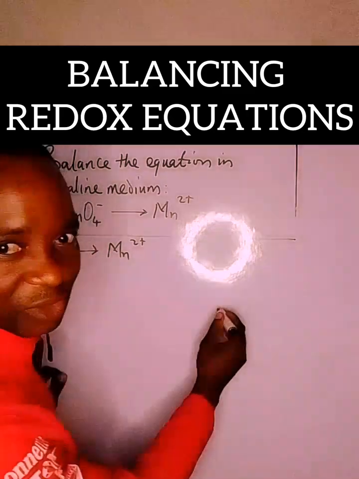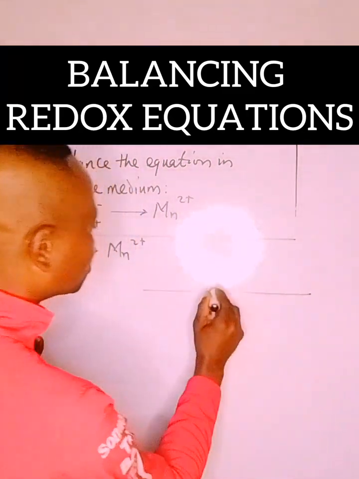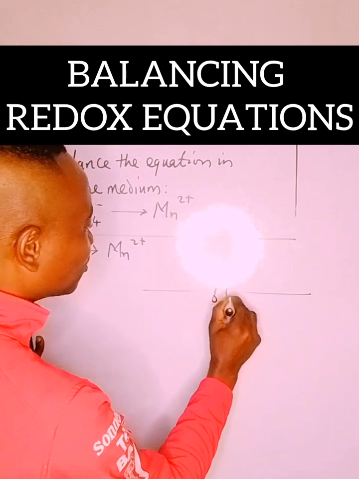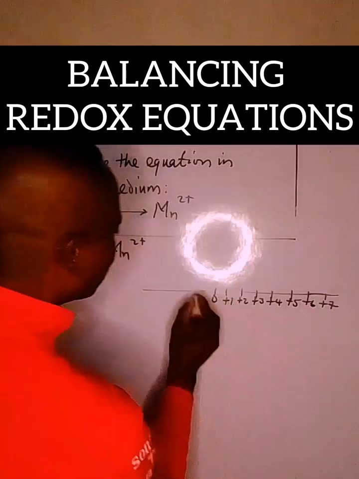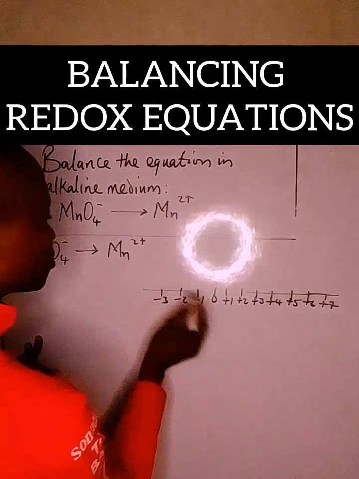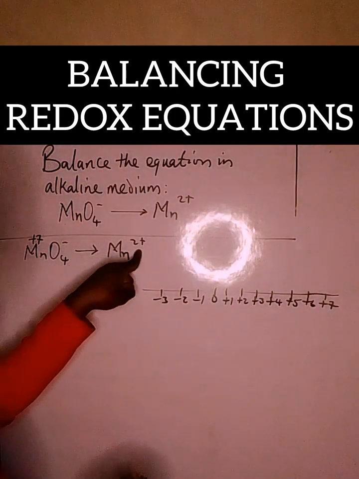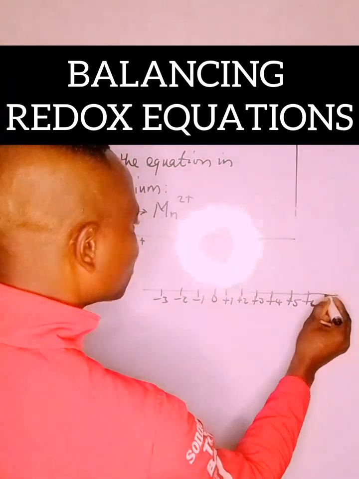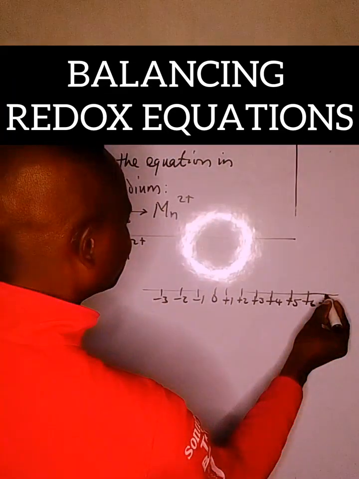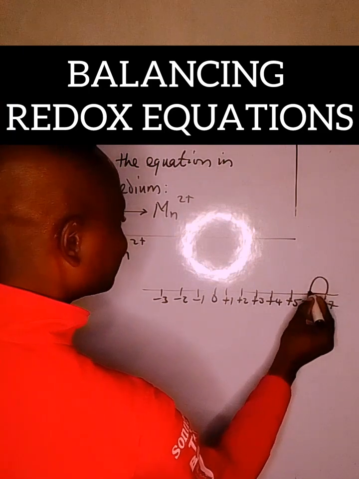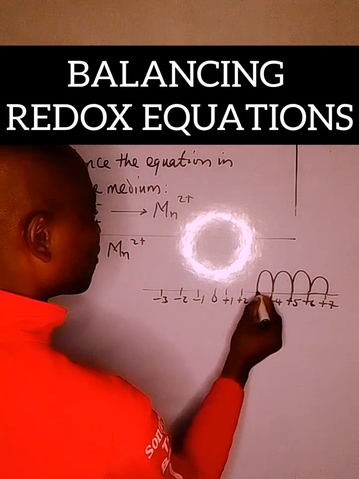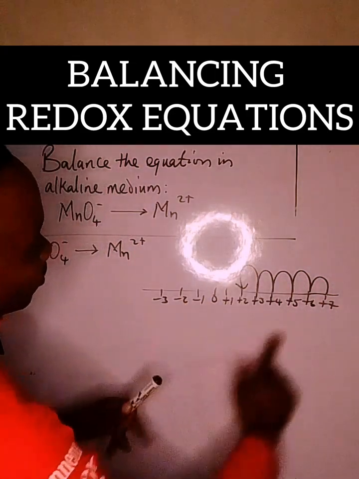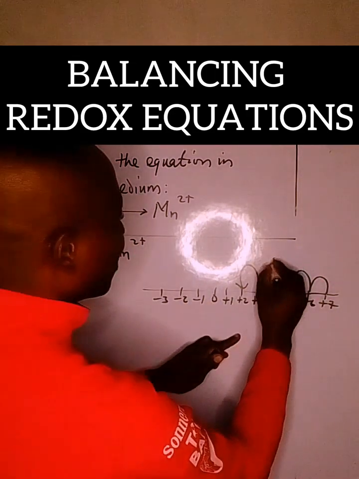So you quickly go to the reduction number line. On the number line, you have 0 here, +1 here, +2, plus so forth, -1, -2, -3, and so forth. Now from +7 to +2 is a reduction. You trace it on the number line. From +7 to +2, how many electrons are accepted? 1, 2, 3, 4, 5 electrons accepted. From +7 to +2, we have 5 electrons accepted.